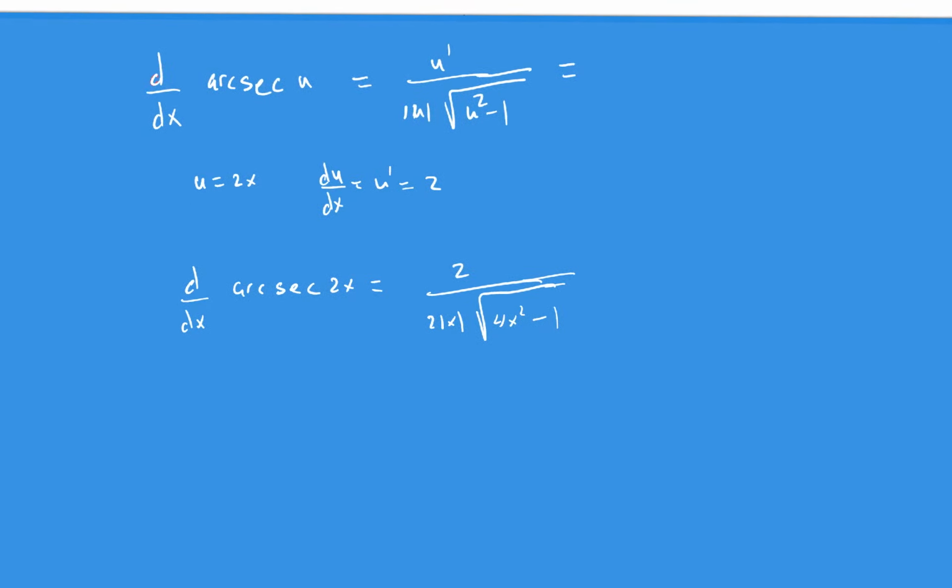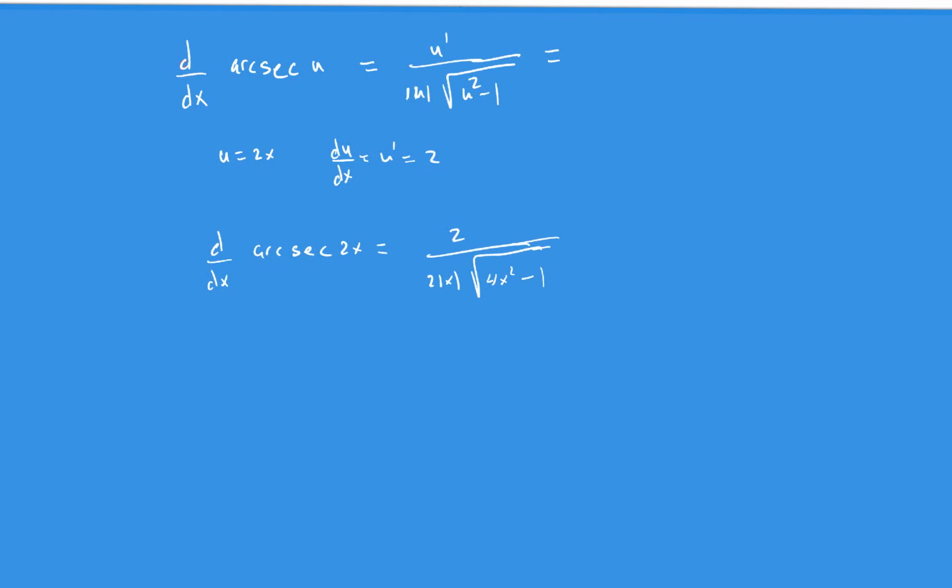Okay, let's do it. It's a little bit longer, so we have to check that this will be the result. We start with y equals arc secant of 2x, and we need to find the derivative. The first thing that we will do is to use the inverse function of arc secant. The inverse function of arc secant is the secant. So we write the equation secant y equals x, equals secant of arc secant of 2x, which is 2x.